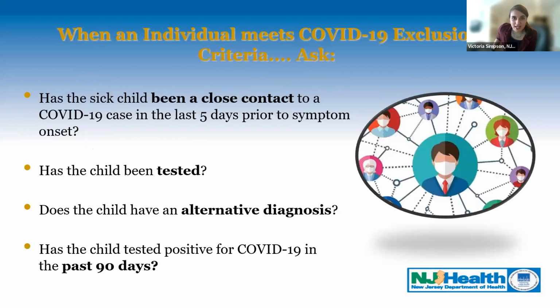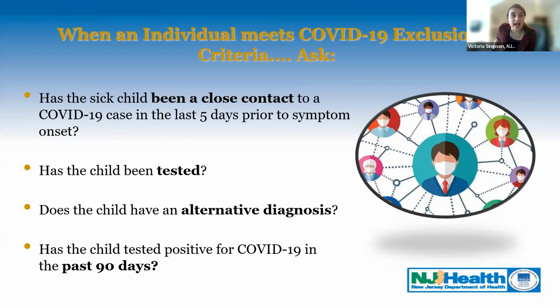So as I mentioned, not every child or staff member who has COVID-compatible symptoms is a COVID case. So how do we determine which individuals should be treated as cases for the purposes of isolation and quarantine? We're going to discuss this in greater detail over the next few slides, but here's a good overview of some of the additional information that we need to gather in order to make that determination.